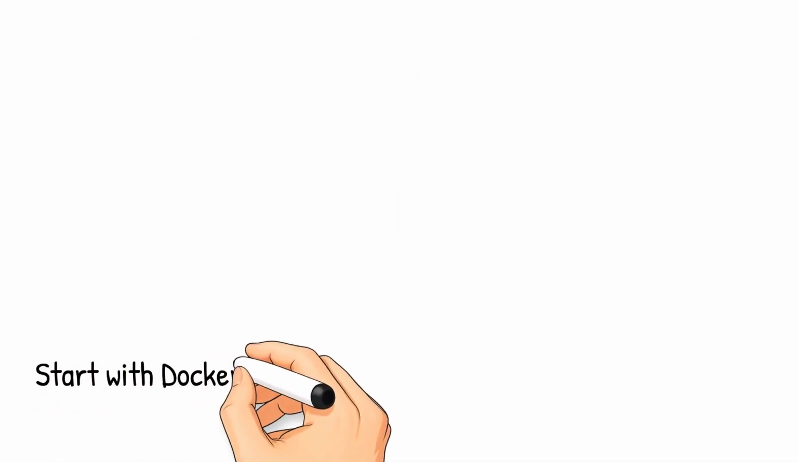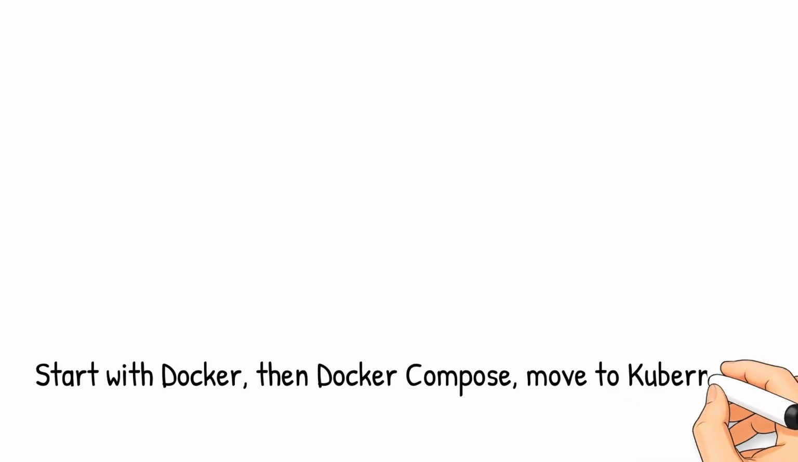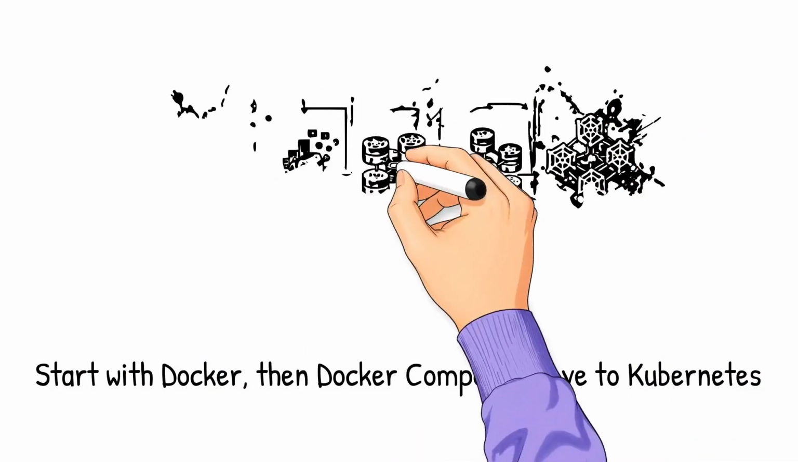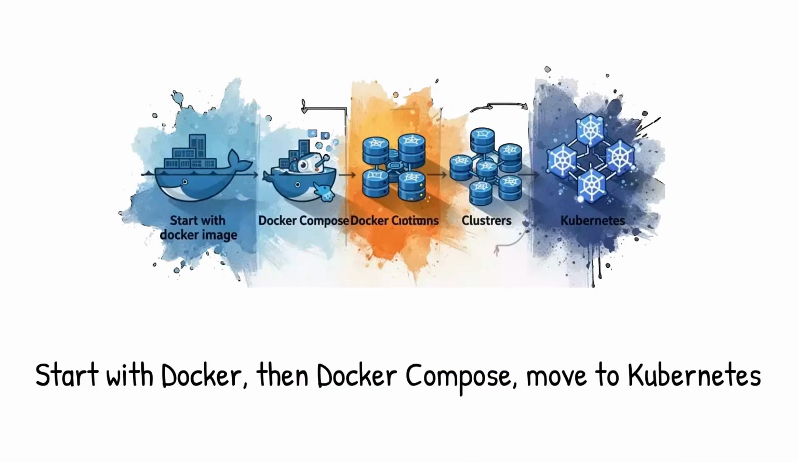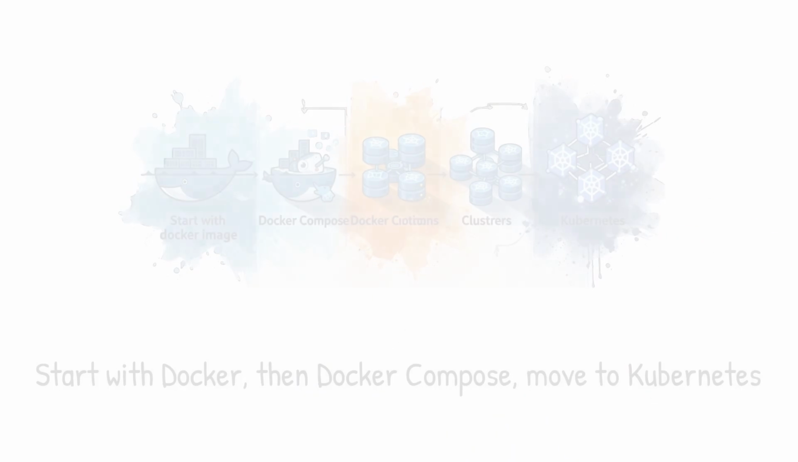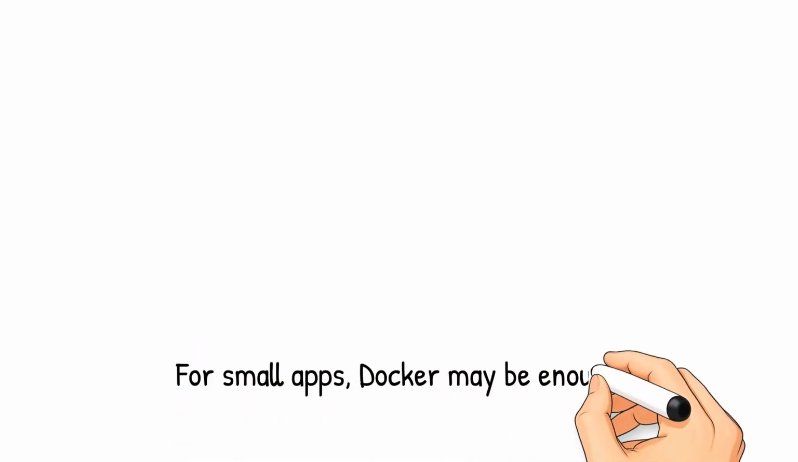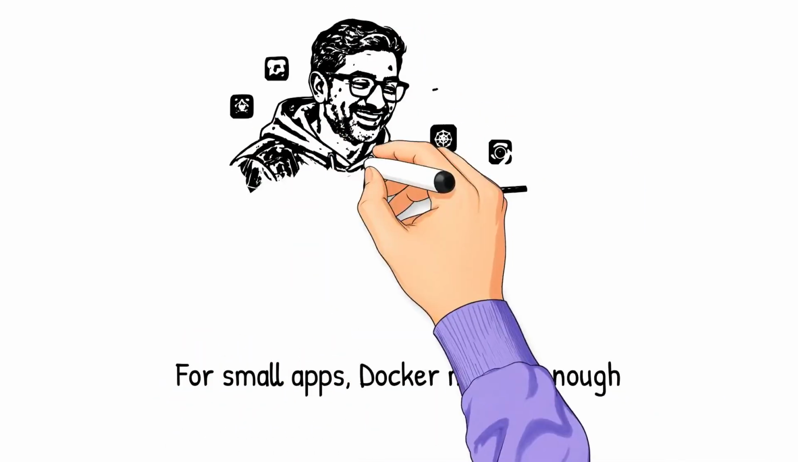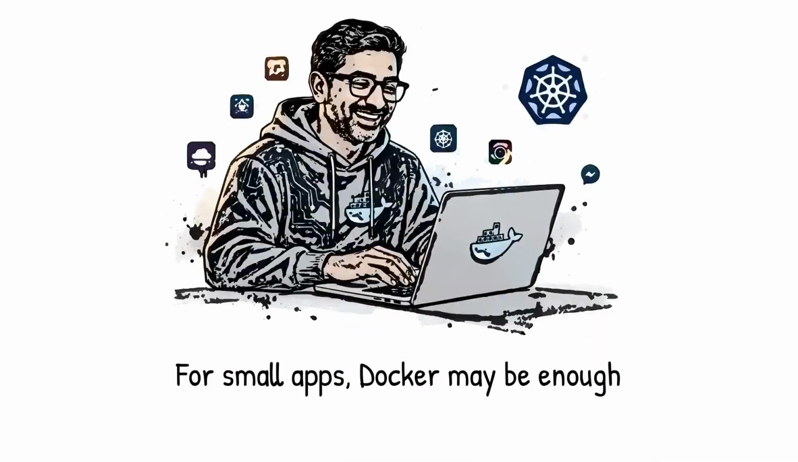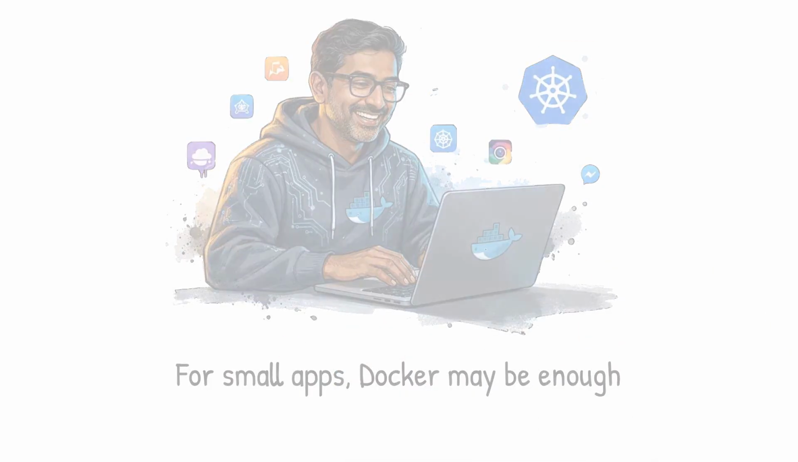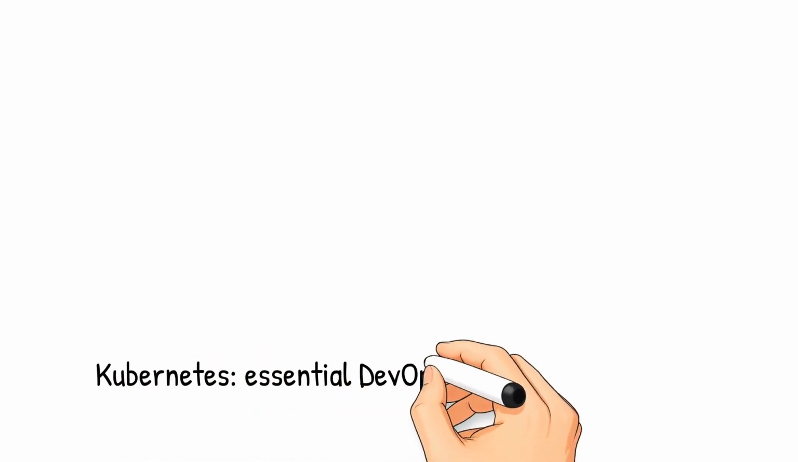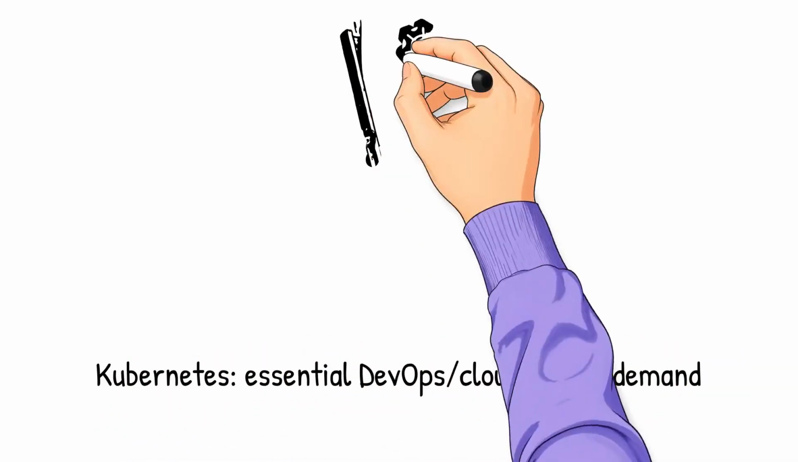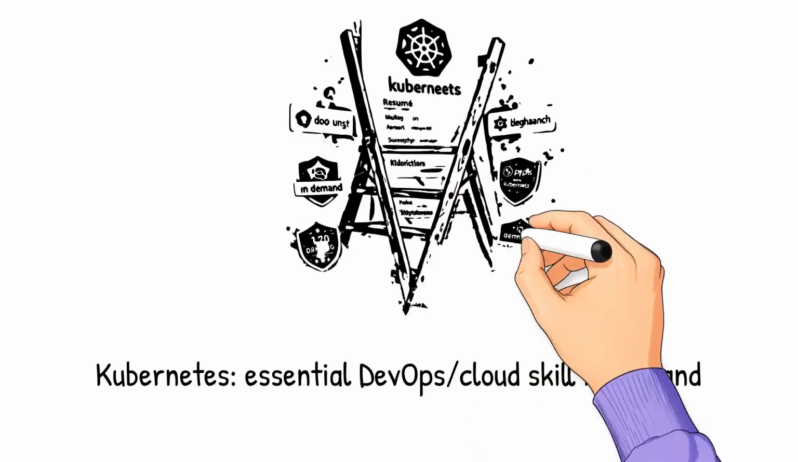So what should you learn first? Always Docker. Build an image, run a container, get comfortable. Then Docker Compose to run a few containers together. Only after that, move to Kubernetes. If you're building small apps, Docker may be all you ever need. Don't rush to Kubernetes before you need it. But if you want a career in DevOps or cloud, Kubernetes is essential, one of the most in-demand skills in tech today.